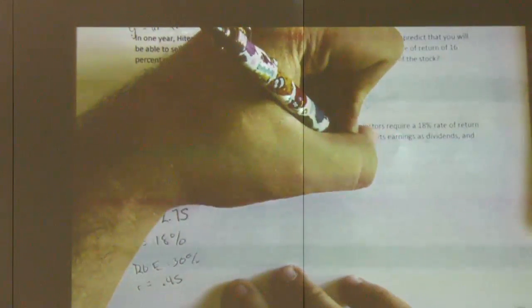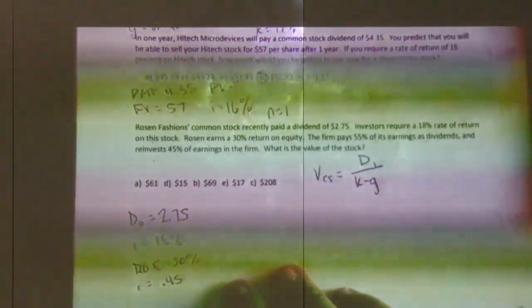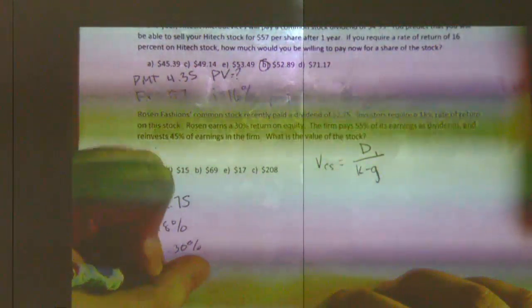This is common stock, so you want to use the common stock formula, which is dividends over K minus G. First we need to find our D1. We can find that by finding our growth rate, and we find our growth rate by doing 30% times the 45%. So you should get a growth rate of 13.50%. Since we know our growth rate, we can find our D1 by doing 1 plus the growth rate times D0.